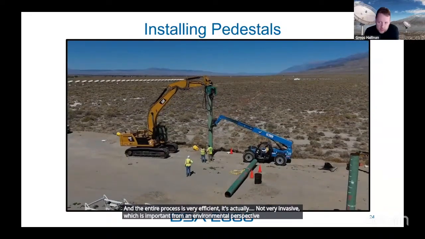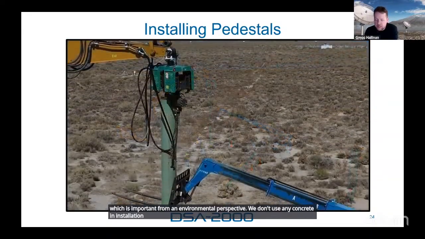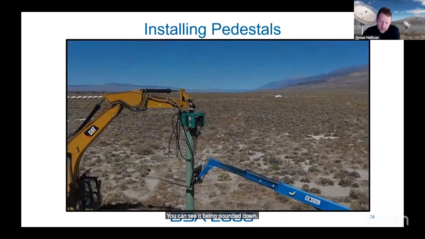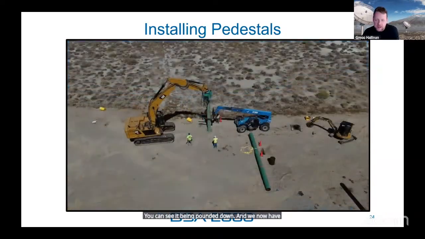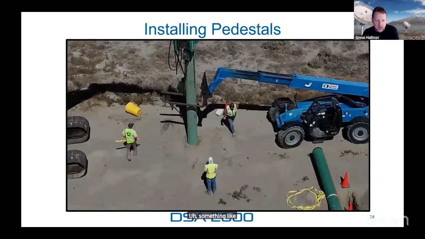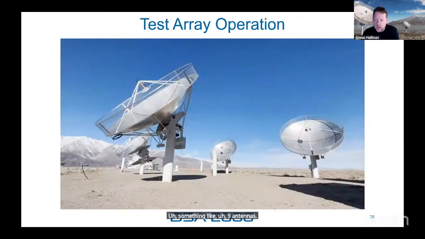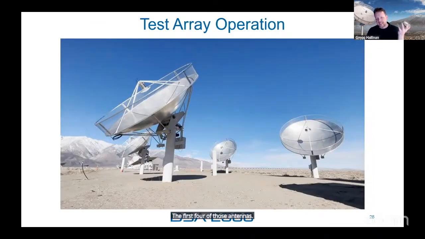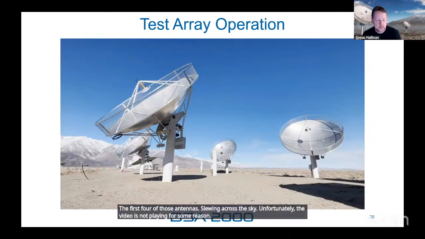We don't use any concrete in installation of a DSA 2000 antenna. You can see it being pounded down. And we now have something like 9 antennas that are online in the valley floor. And this is actually meant to be a movie that shows the first 4 of those antennas slewing across the sky. Unfortunately, the video is not playing for some reason.